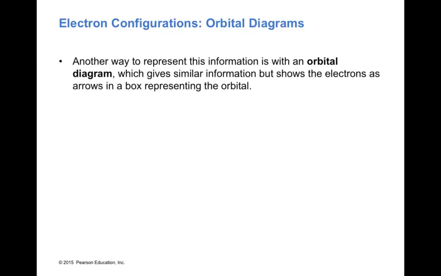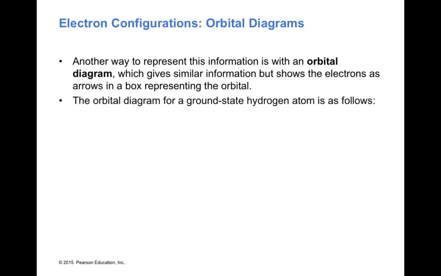For electron configuration, we also have another representation that is called the orbital diagram. It gives basically the same information but shows the electrons as arrows in a box representing the orbitals. The orbital diagram for a ground state hydrogen atom is as follows.